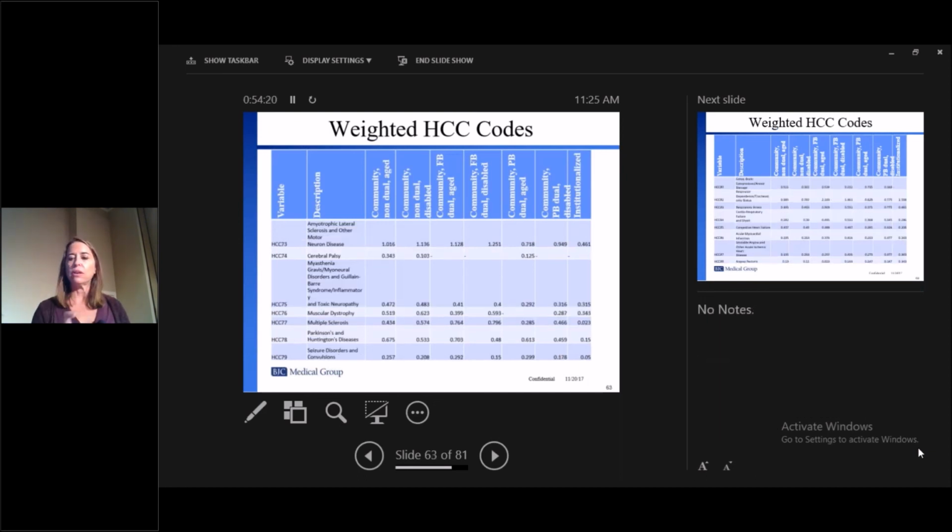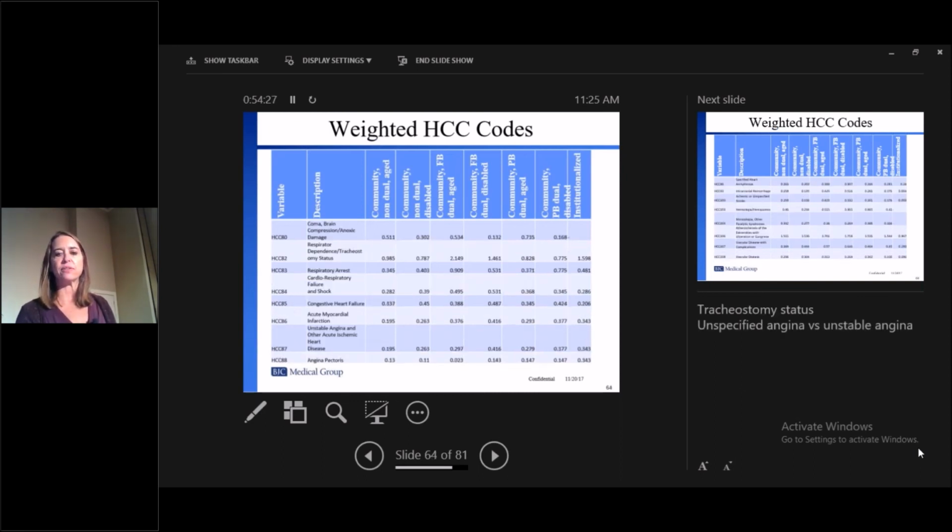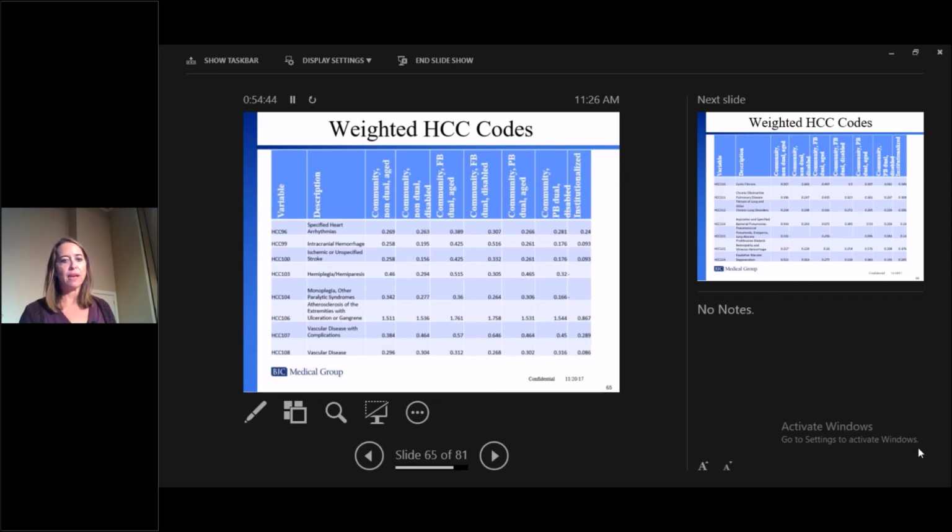And then let's see here. I don't think there are any big ones on here. Seizures, make sure you're documenting your MS and those kinds of things. I want to document in this one, tracheostomy status is huge. If you take a look at that one, we are looking at a 0.98. And then unspecified angina versus unstable angina is going to be huge.